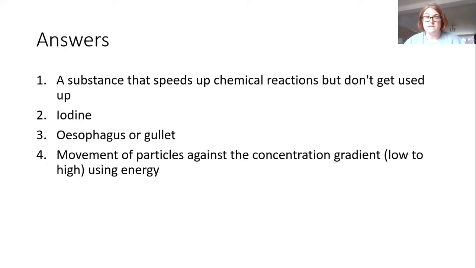The fourth question, define active transport. So we've got the movement of particles going from, you might have said, a low concentration to a high concentration. Because it's going up a concentration gradient, that does require that it uses energy.